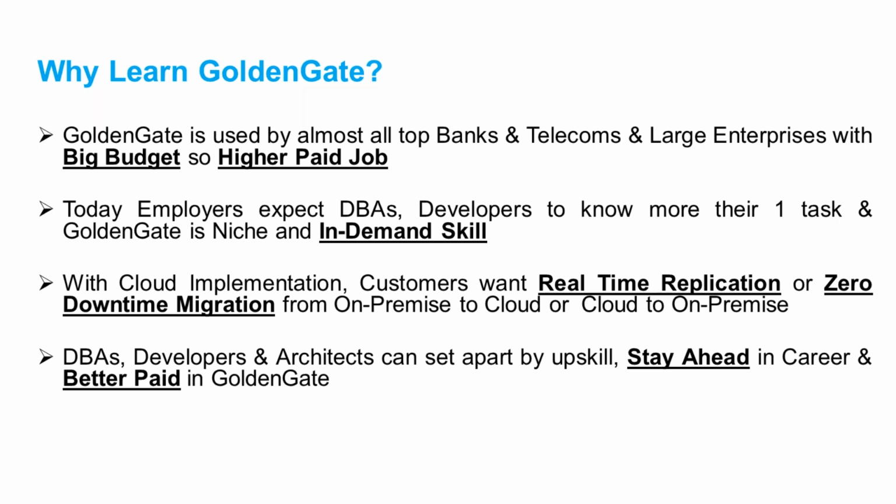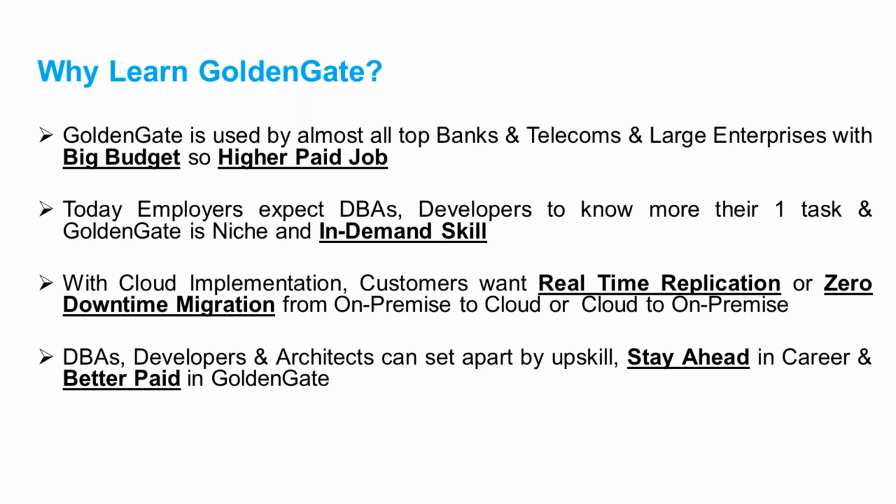So organizations hire people for a shorter period. For this migration purpose, you need to have Golden Gate knowledge. Organizations hire people on short-term contracts, like 3 months, 6 months, 9 months, or 1 year maximum, during which you have to migrate their database. They pay you handsomely for that, and then you leave. So DBAs, developers, and architects can set themselves apart by upskilling, stay ahead in their careers, and be better paid with Golden Gate.